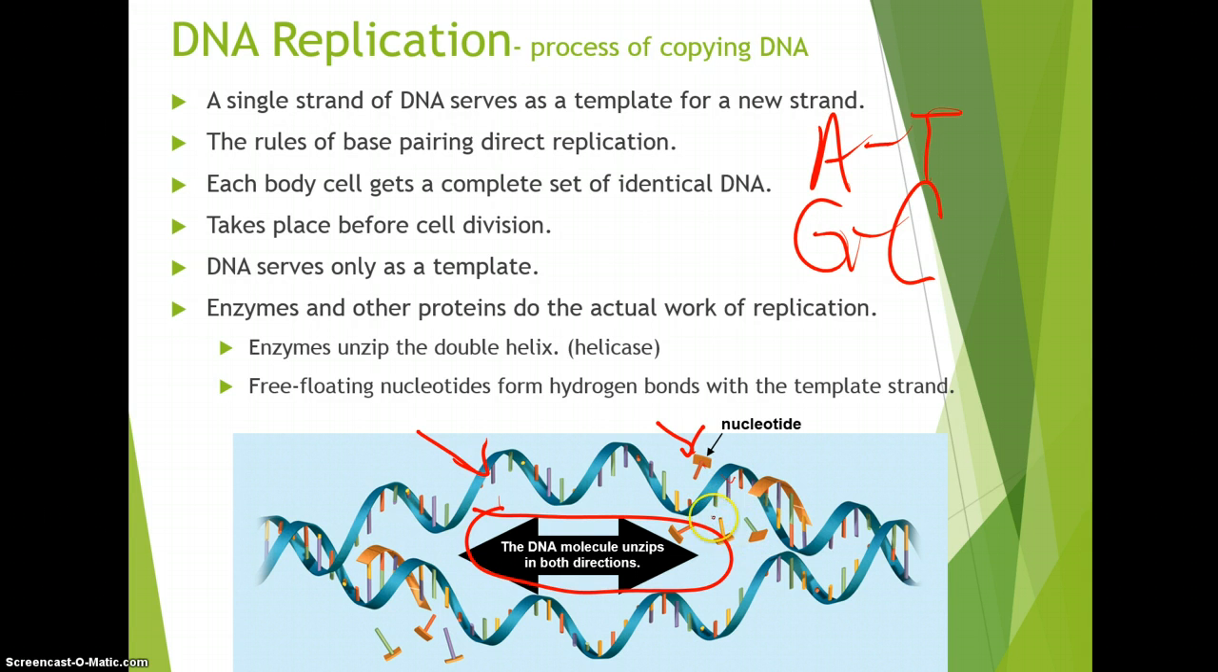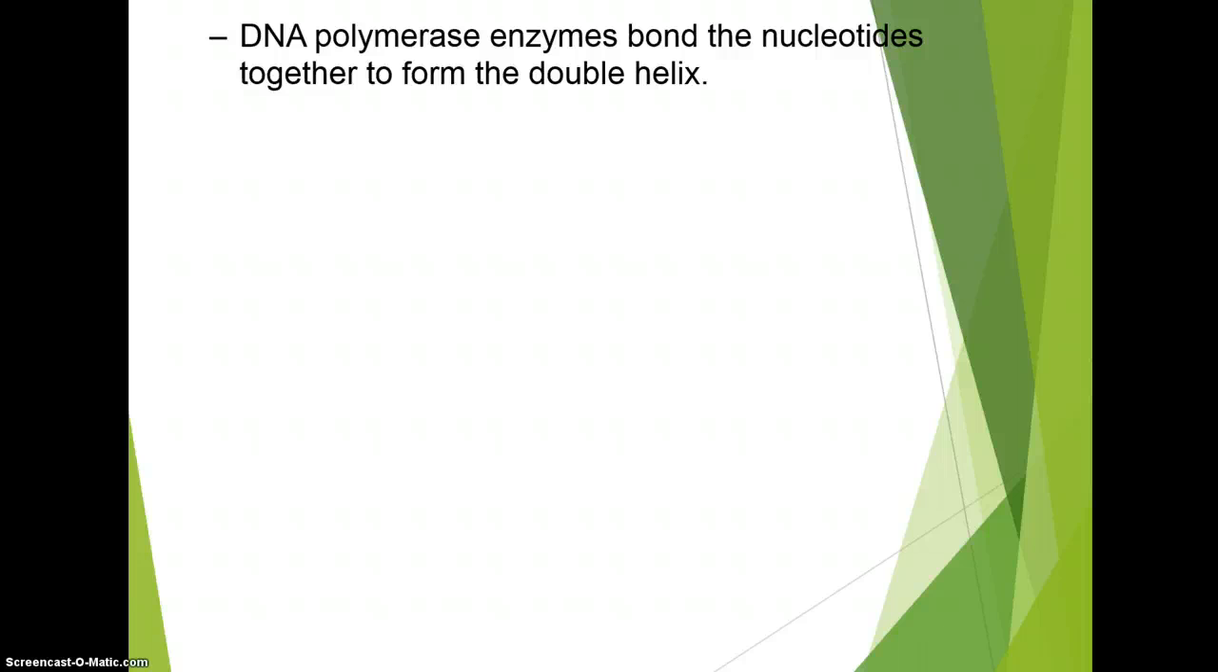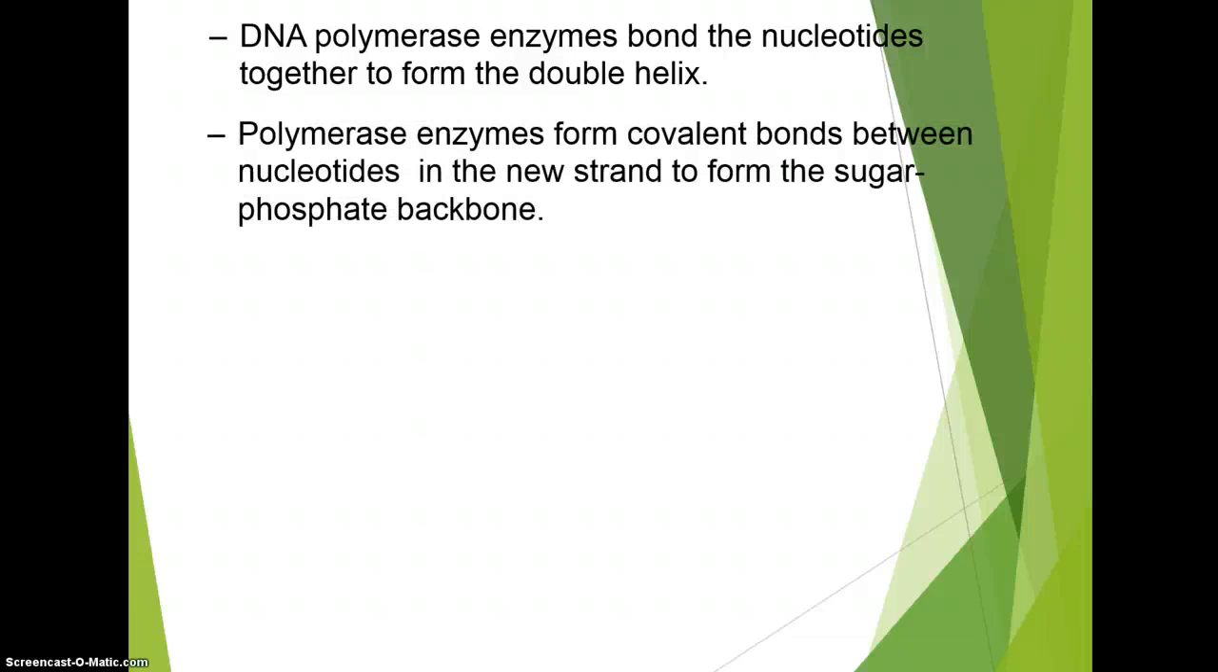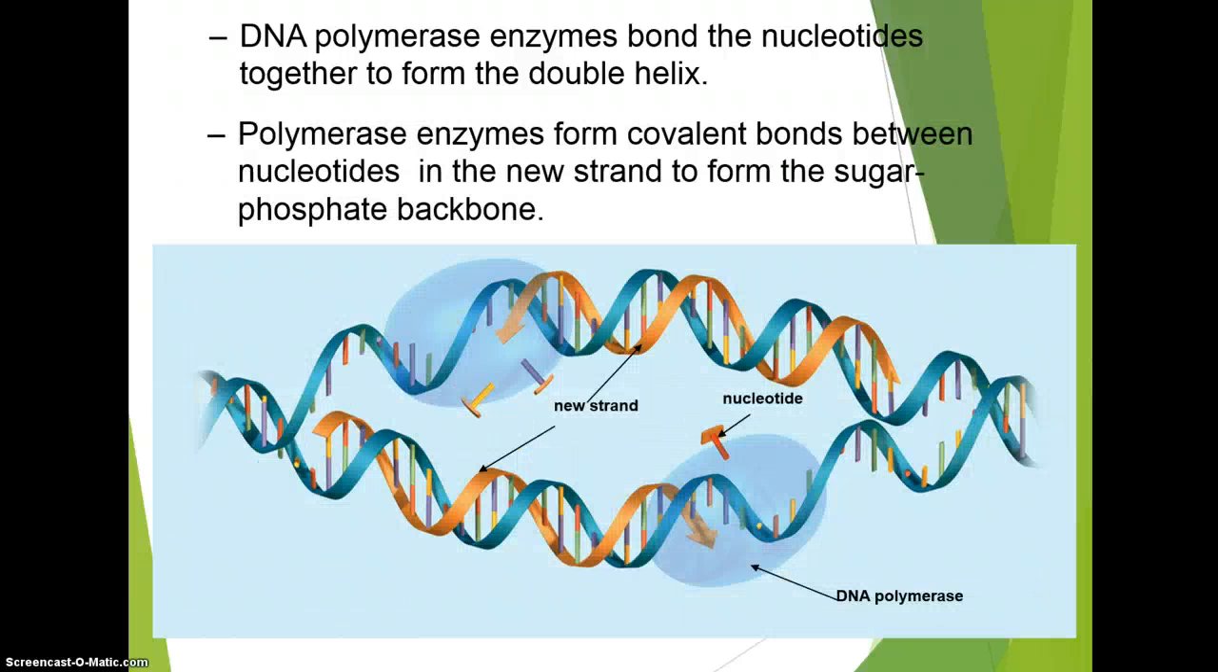I think the next slide explains that DNA polymerase is actually doing the job of bringing the nucleotides together. DNA polymerase is an enzyme that bonds the nucleotides together to form the double helix. So helicase is breaking it apart, and polymerase is putting nucleotides on the single strands. The polymerase enzyme forms covalent bonds between the nucleotides and the new strand to form the sugar phosphate backbone.